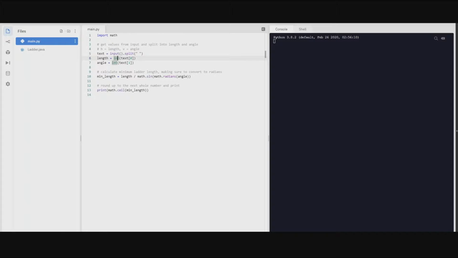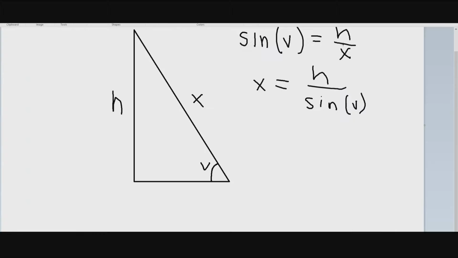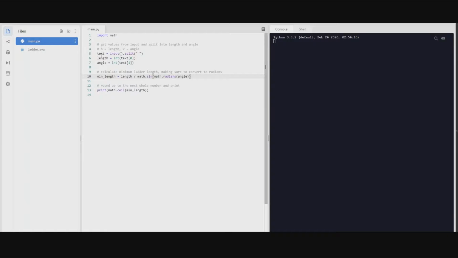So next, we get to the part we were talking about before in MS Paint. We want to figure out how long the ladder has to be. So we'll be using our formula here: x equals h over sine v, but we will substitute our variables in to get this value. So in this code, just for clarity purposes, I made h equal to length and v equal angle, but in line 10, this is the same value as that formula we were talking about. So our length divided by the sine of our angle.